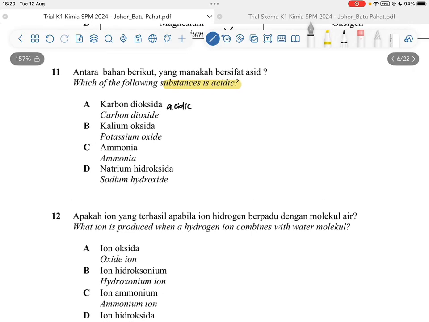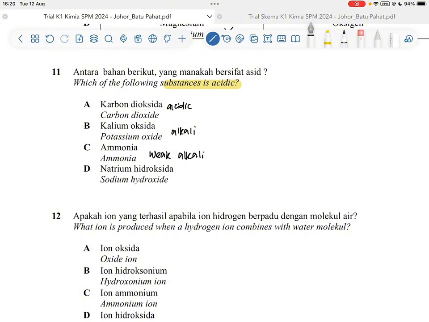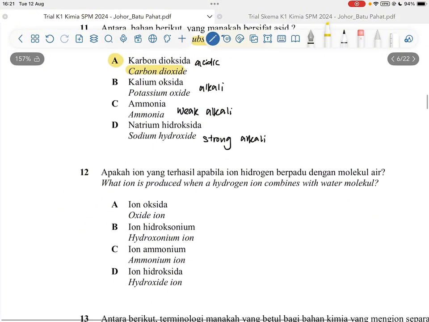and then most of the metal oxide we can group as alkali, and then for sure ammonia is a weak alkali also. Meanwhile, sodium hydroxide is the strong alkali. So for question 11, the answer will be A, carbon dioxide. So for information, carbon dioxide, when it dissolves in the water, it is slightly acidic. Okay.